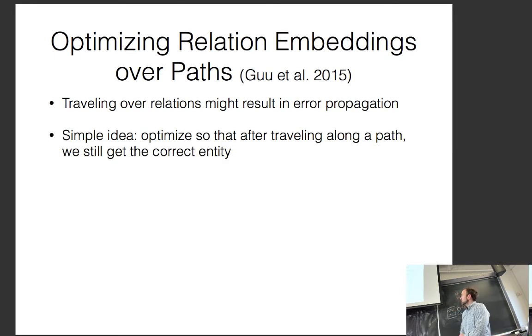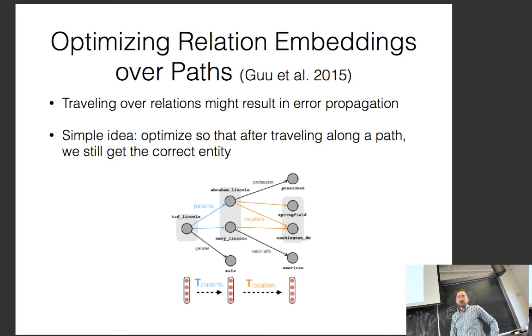But the simple idea here is that we would like to optimize so that after traveling along one of these paths, we still get the correct entity. So here's an example. Let's say we say Ted Lincoln. Where was Ted Lincoln's father born, or something like that, or where were Ted Lincoln's parents born?